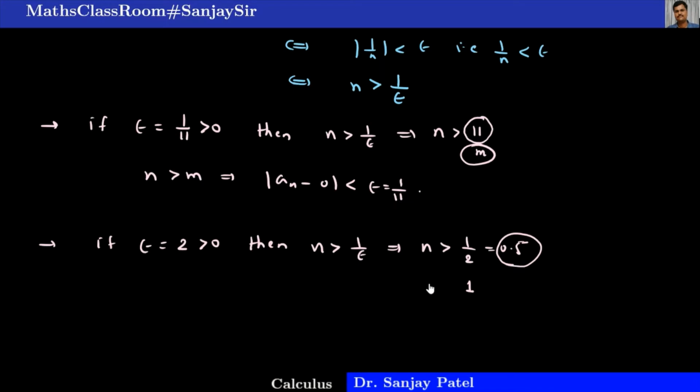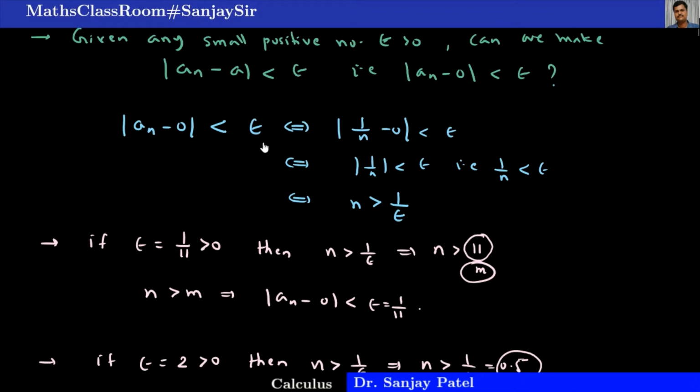So if you choose the term number n greater than 1, then the difference a_n minus 0 is less than epsilon equal to 2 in this case. So in general, a_n minus 0 is less than any given epsilon if and only if n is greater than 1 upon epsilon. But this 1 upon epsilon, I cannot take as my term number. So what I should do is take a positive integer after this 1 upon epsilon.